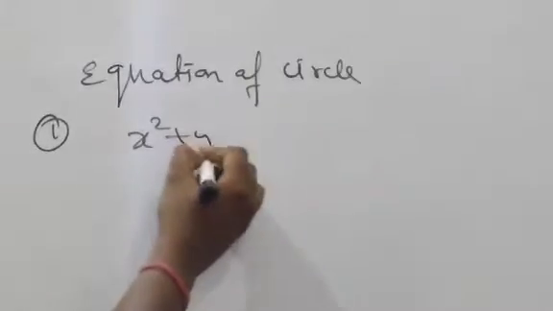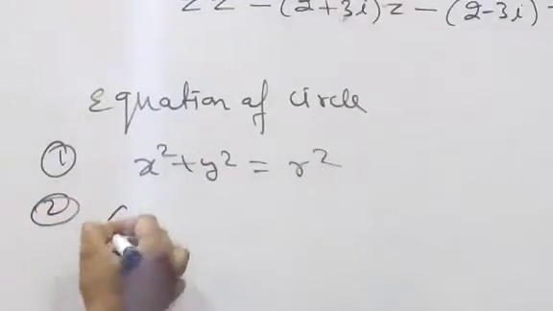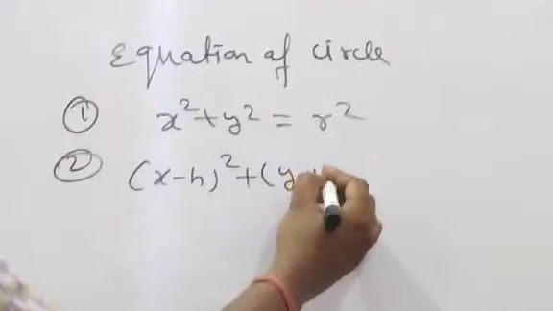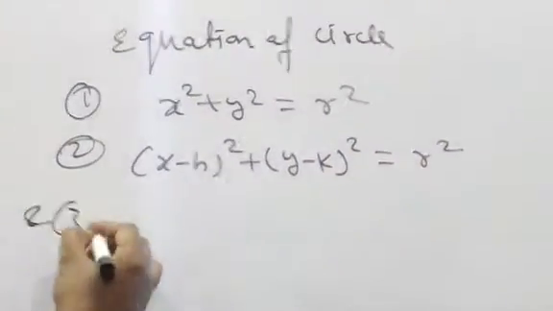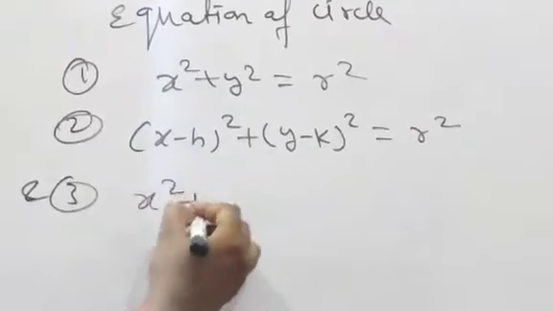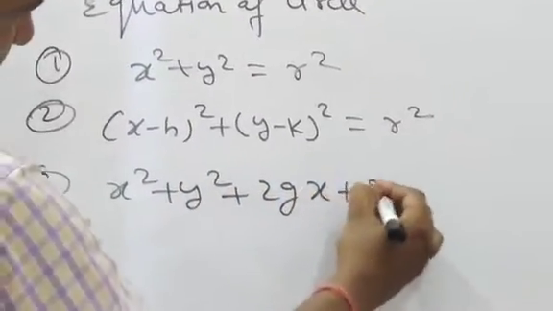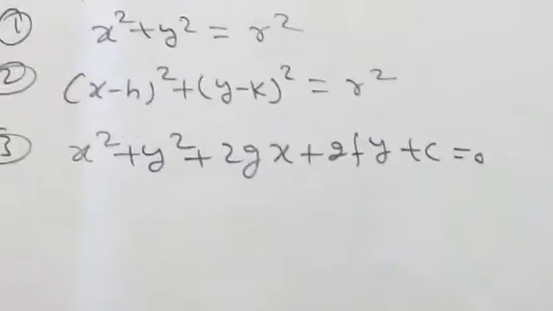First one, x square plus y square is equal to r square. Second, x minus h whole square plus y minus k whole square is equal to r square. And third one, x square plus y square plus 2gx plus 2fy plus c is equal to 0. Clear?